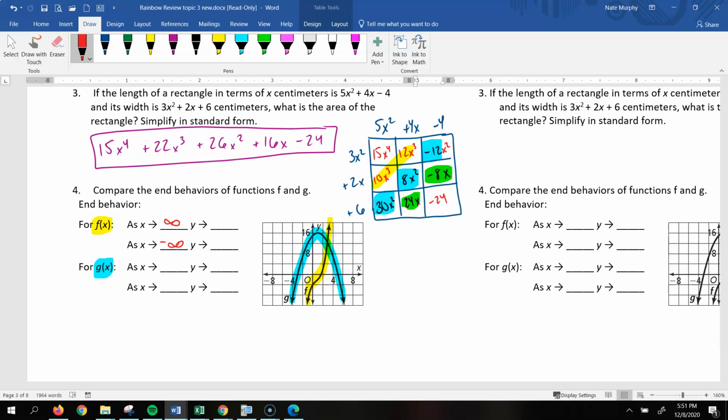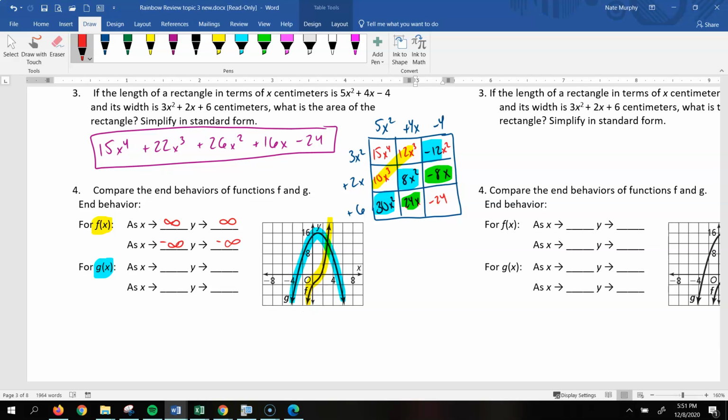So as x approaches positive infinity, if you notice, the right side of the graph is going up. So the y values are going up, so approaching positive infinity. As x approaches negative infinity, so again, we're looking at the yellow graph, the left side of the graph is going down. So that would be approaching negative infinity.